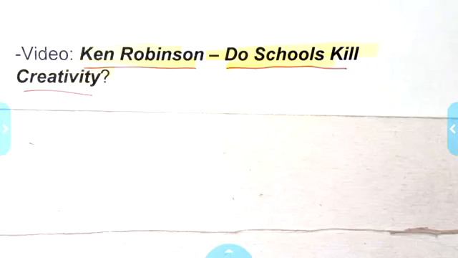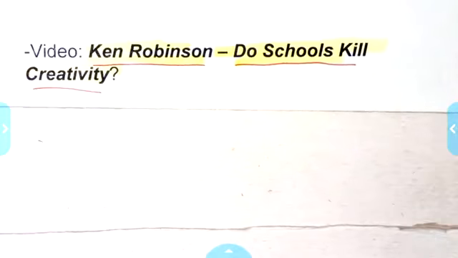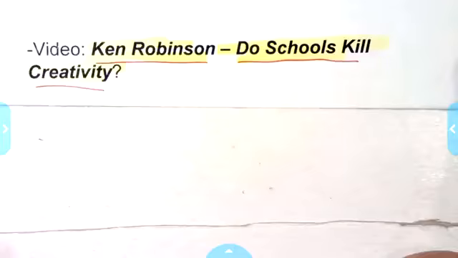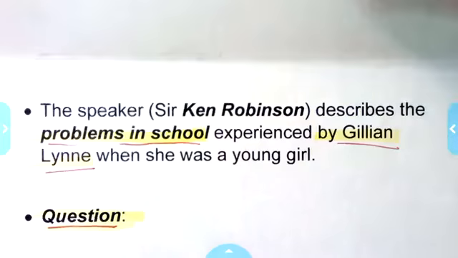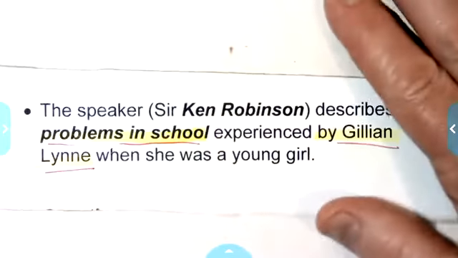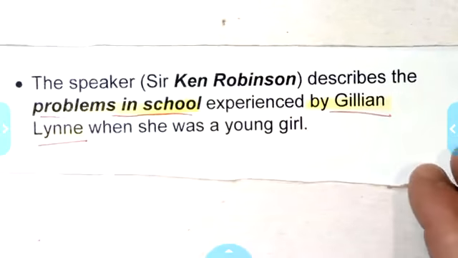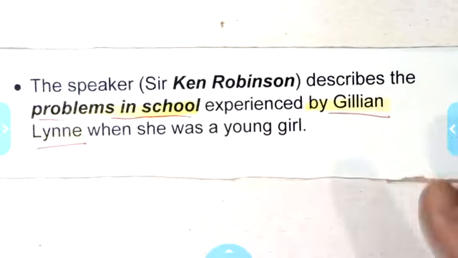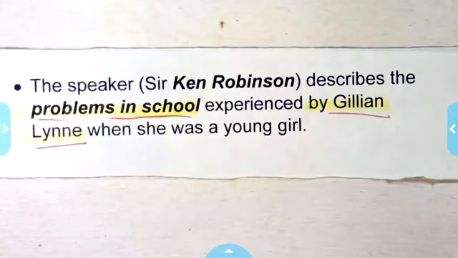This portion of his talk is very much relevant to these ideas of Gardner's theory that I've been talking about. He doesn't address Gardner's theory of multiple intelligences directly, but he's clearly a proponent of that kind of approach to thinking about intelligence. The speaker, Sir Ken Robinson, describes problems in school being experienced by a woman named Gillian Lynn when she was a young girl.